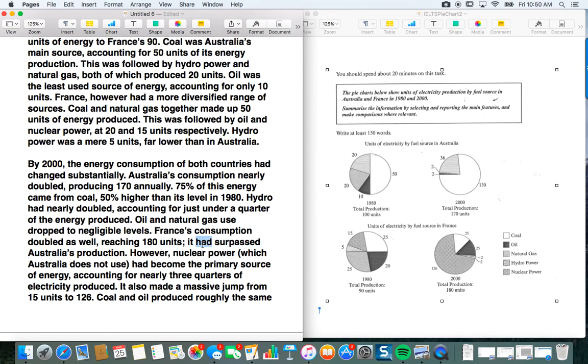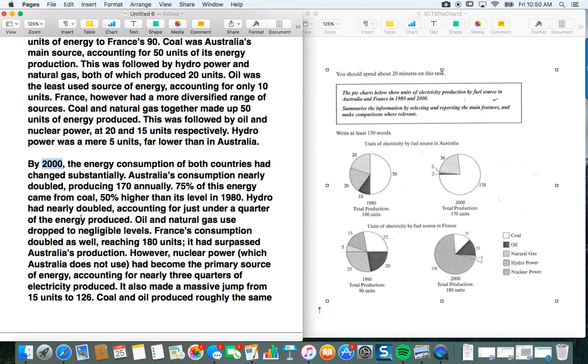It had surpassed Australia's production. So again, I'm still using the past perfect here on occasion, right? Because it's showing that I've talked about by, and I'm making a comparison. So from 1980 to 2000, it had surpassed. Remember, this is in the past, so we can use it. If it's using the future or today, you wouldn't use this.